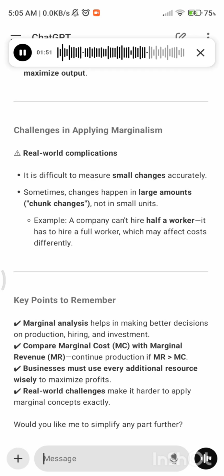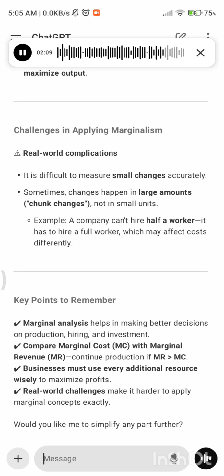Challenges in applying marginalism. Real-world complications. It is difficult to measure small changes accurately. Sometimes changes happen in large amounts, chunk changes, not in small units. Example, a company can't hire half a worker, it has to hire a full worker, which may affect costs differently.